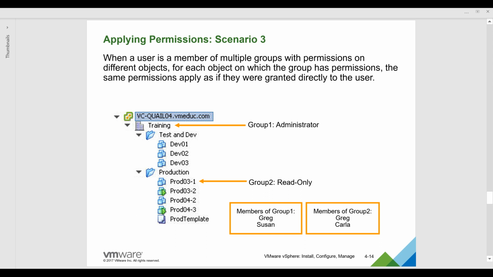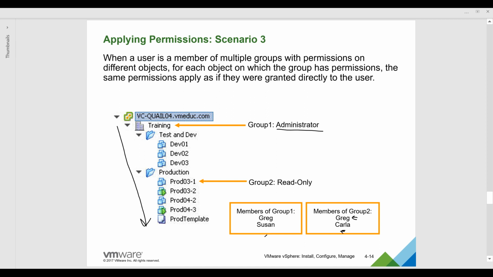So members of Group 1 are Greg and Susan. Greg and Susan are administrators over the training data center, right? So Susan literally is an administrator of everything. But there's another group associated here. And because it's a lower level object, Greg is a member of group 2, right? And so is Carla.